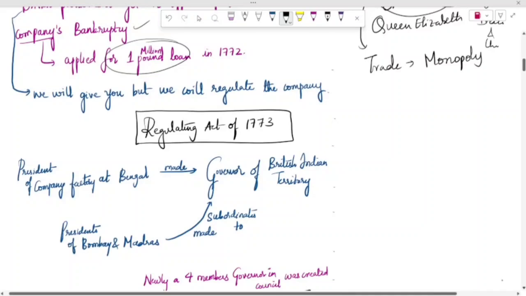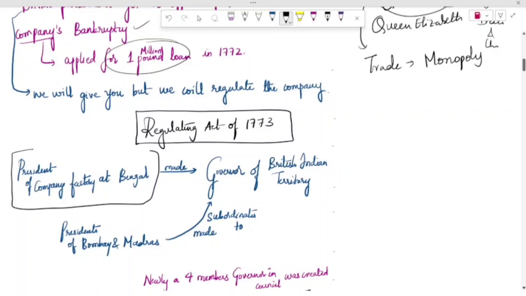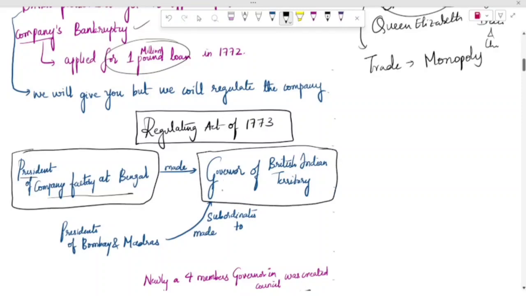The first provision they changed is that they changed the president of the company factory at Bengal to Governor General of British Indian Territory. Remember I told you that three Indian provinces are there, and in each one there will be a president and governor in council. But now they are making the president of the company's factory at Bengal the Governor General of British Indian Territory.